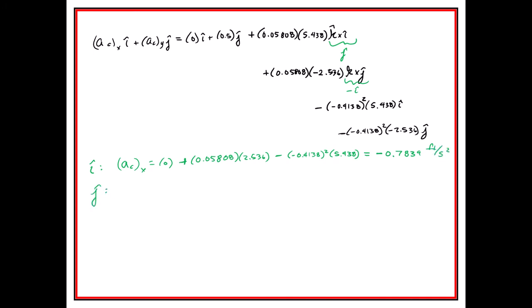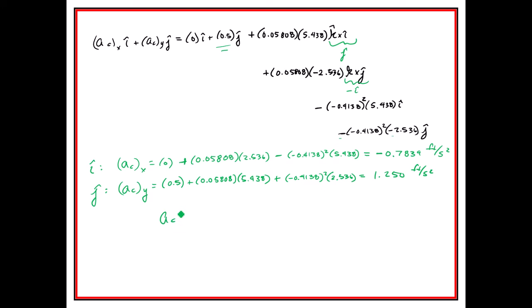In the j direction right here, we have ACy is equal to 0.5 and plus our 0.05808 times our 5.438, all right? And then for the j part of it here we have a minus, so that's going to be a plus. Is that true? Yes, I think so. And I'm just keeping the minus inside the parentheses just to be consistent, but it goes away, and so it's 2.536, and what we get is a positive 1.250 feet per second squared.